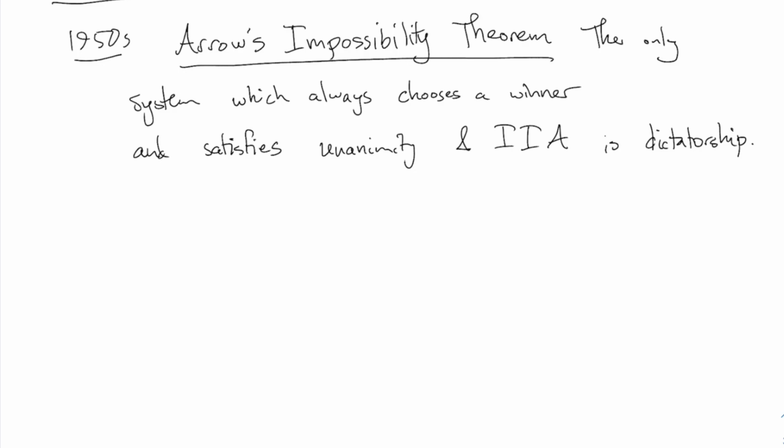All right. This is regarded as sort of a bad news theorem. It's not even if you want to check all the boxes. Even if you just want the unanimity and the IIA, the only way to do that is with the dictatorship, which obviously we don't want to use in the real world.